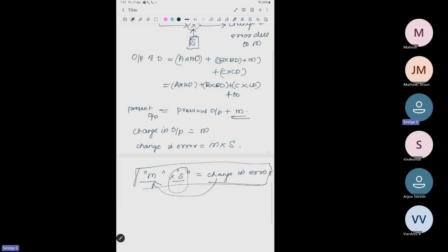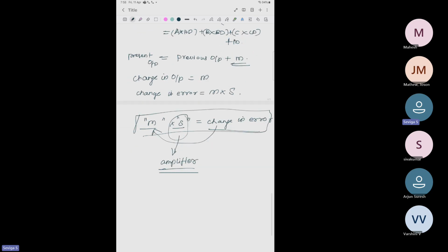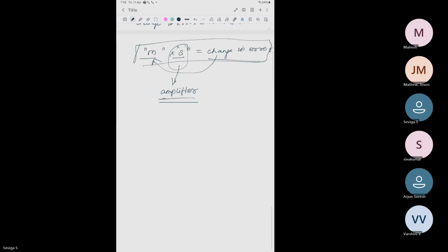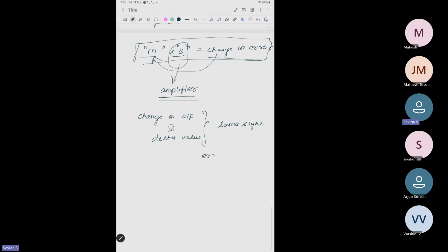So this delta is acting like an amplifier. Suppose the change has a bigger value, this delta will amplify it much bigger. If it has a smaller value, it can make it much smaller. So this delta is acting like an amplifier for the neuron's output to get a bigger or smaller effect on the network's error. We can get interesting results by multiplying the neuron's change in output with its delta value. If the change in the output and the delta value have the same sign, then the error will be positive.